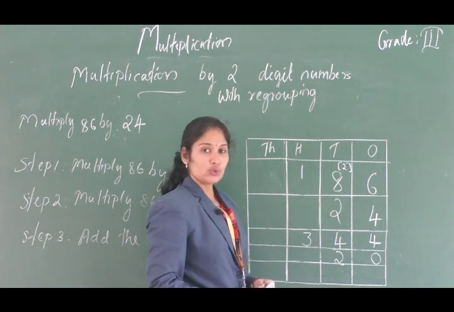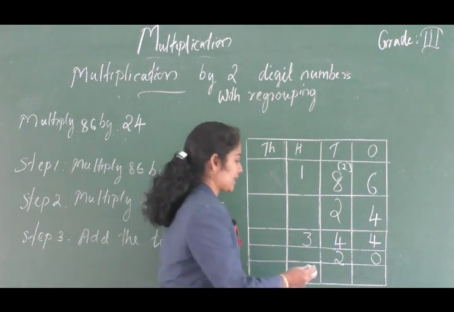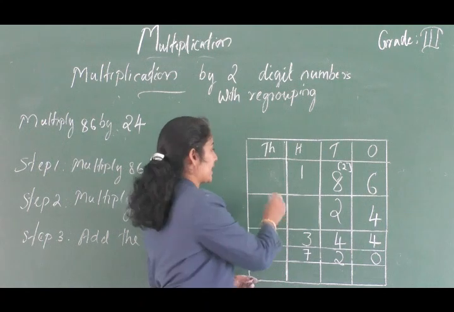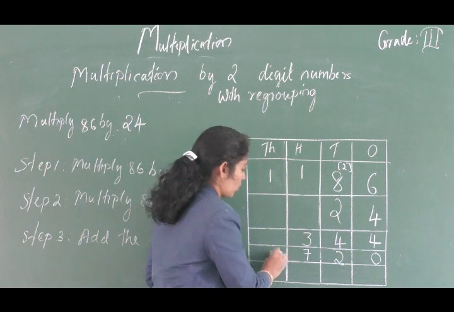Now 8 into 2, 16. 16 plus 1, 17. 7 we can write at the hundreds place. 1 will carry over to the thousands place. Now we have 1.